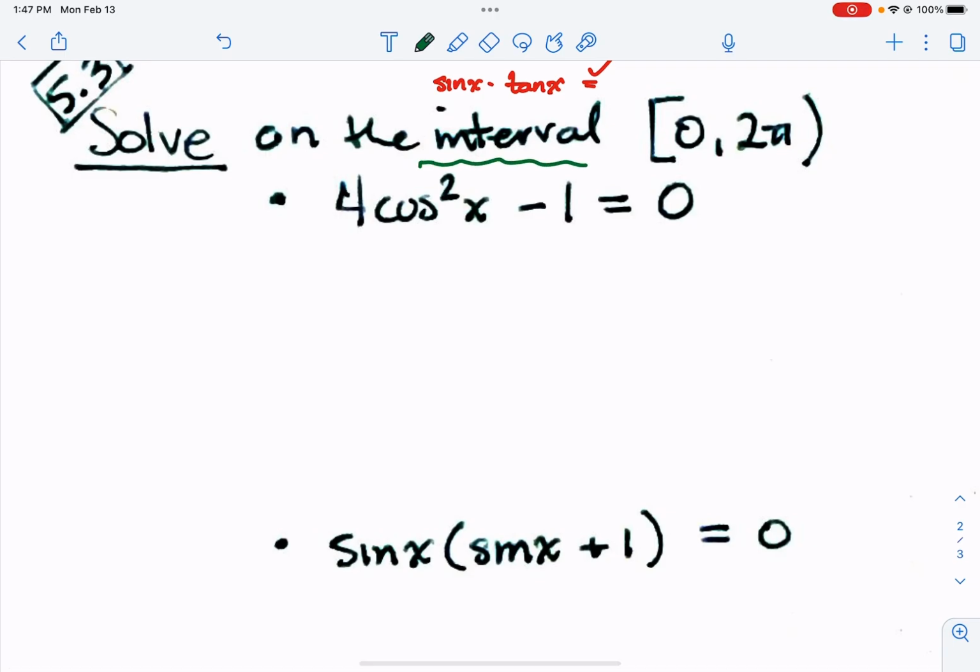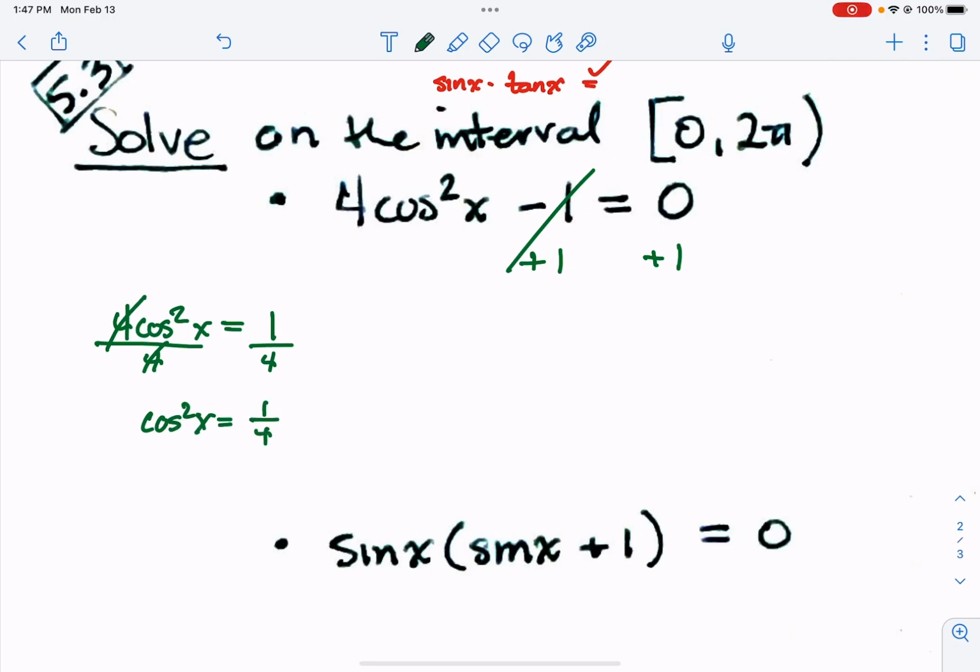Remember, because we're on the interval of 0 to 2 pi, that means our solutions have to be between 0 and 2 pi. So we're not going to be doing plus 2 pi n, that stuff I showed in class the first time I taught you all this. As a first step, you want to isolate whatever the trig function is. So we get 4 cosine squared of x equals 1. Divide both sides by 4. We get cosine squared x equals 1/4.